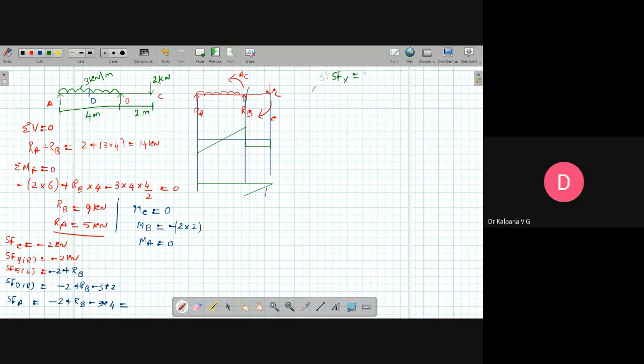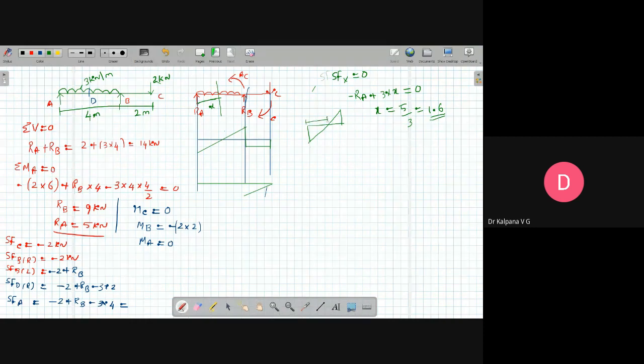at x equal to 0, for which I can consider the section x from A. So to the left of the section, what are all the forces? RA, right up, left down positive. So RA left side upward, plus 3 into x equal to 0. So x equal to RA is 5 by 3, 1.6, yes, am I right?